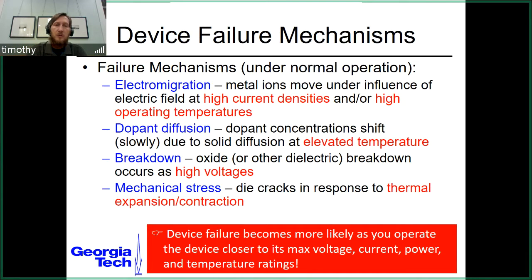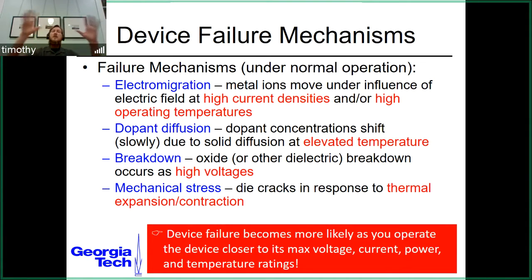Dopant diffusion: the concentration shifts slowly due to solid diffusion at, again, elevated temperatures. Breakdown: oxide or other dielectric breakdown occurs at high voltages. So far we have high current densities, high operating temperatures, elevated temperatures, high voltages, then mechanical stress. Specifically, we're going to get die cracks in response to thermal expansion and contraction. So again, a variation in temperature.